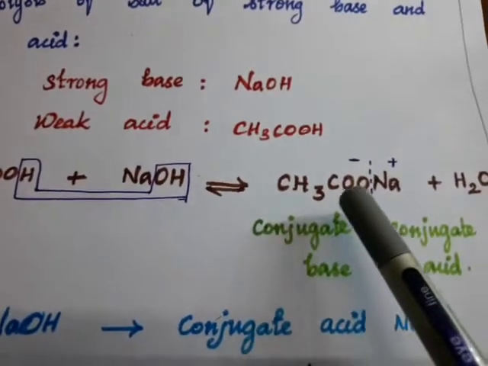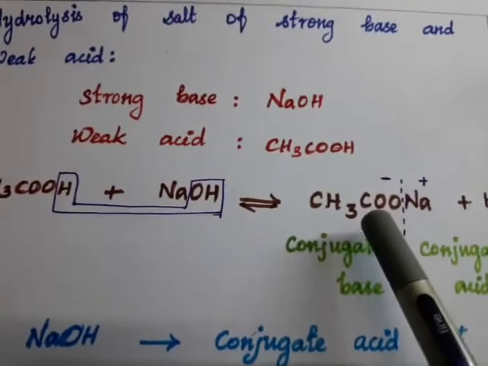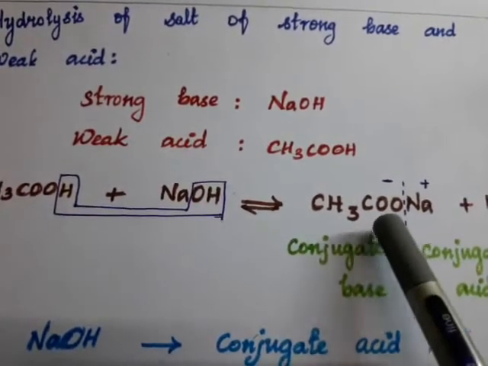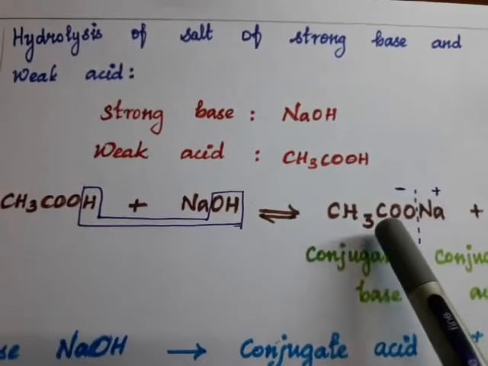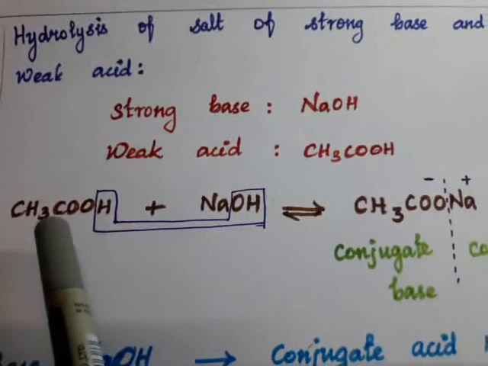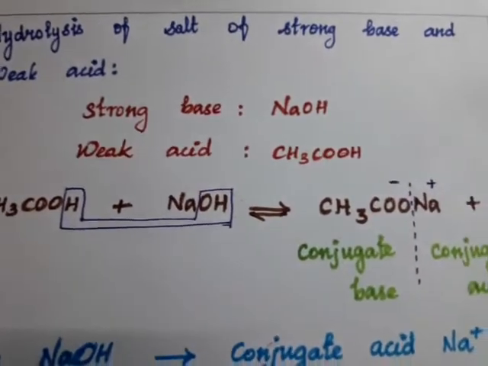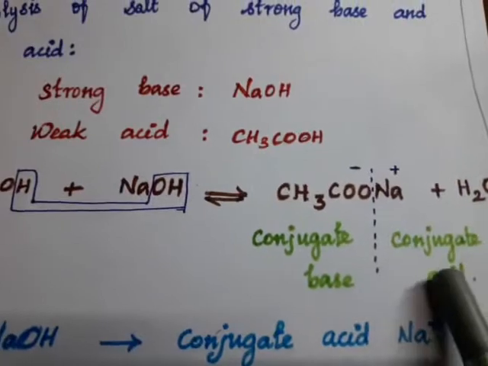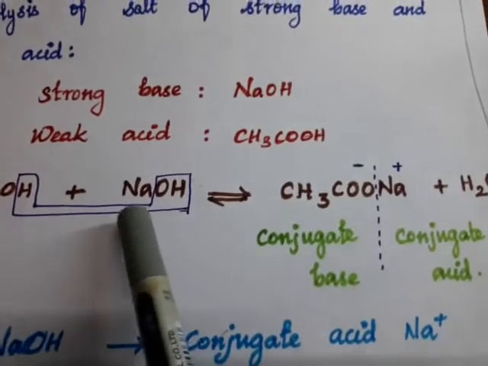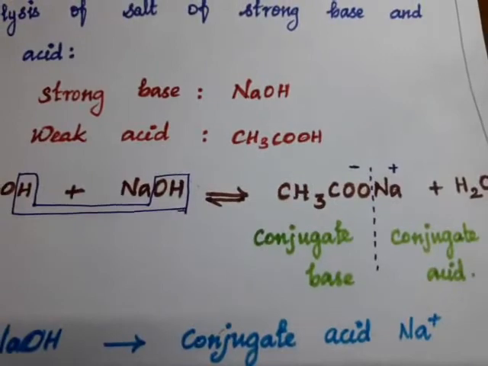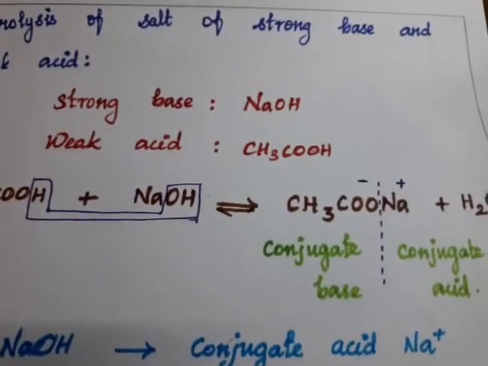Like we have seen, here we have the positive and negative ion. The positive ion is Na plus and the negative ion is CH3COO minus, the acetate ion. The acetate ion is the conjugate base of the acid, acetic acid. After we remove the H plus ion, the remaining negative ion is the conjugate base. And the Na plus ion is the conjugate acid of the base. After we remove the OH minus ion, the remaining positive ion is the conjugate acid, right? So the conjugate base is the acetate ion and the conjugate acid is the Na plus ion.